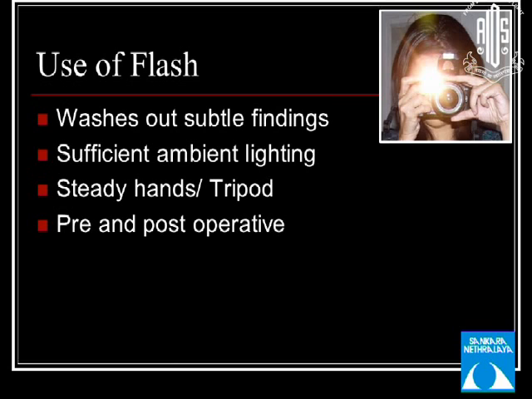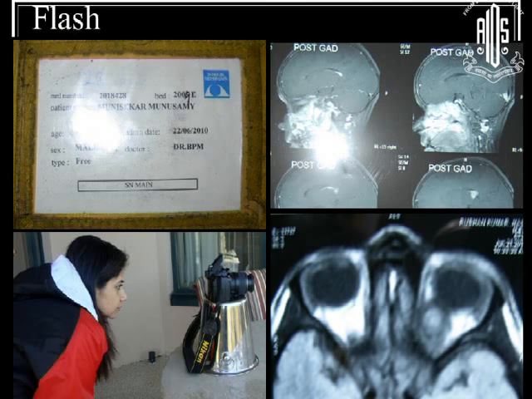Flash. When should you use flash and when shouldn't you use flash? Remember, the use of flash washes out subtle findings, skin findings, so dermatologists do not use flash. But there should be sufficient ambient lighting, otherwise your picture will come out very dark, and you have to have steady hands or a tripod, and we'll talk about pre and post. Don't use flash when you are taking a reflective surface like radiographic images, but your camera should be steady, otherwise you'll get a blurry picture like this. You can use a tripod or any stable surface that you can find.